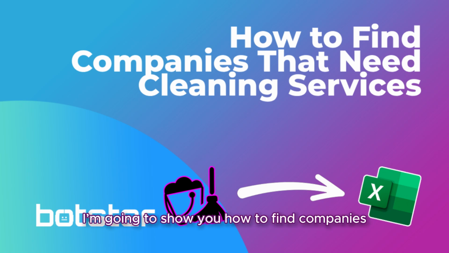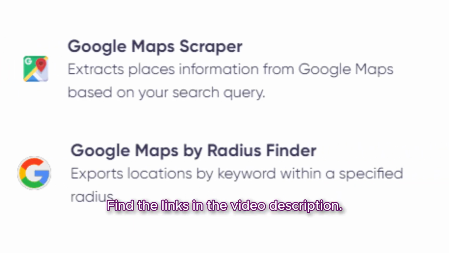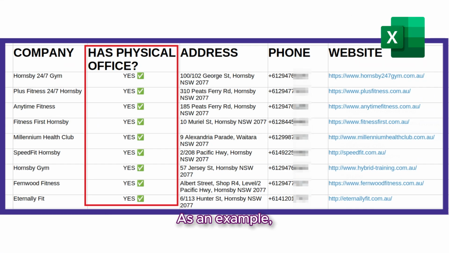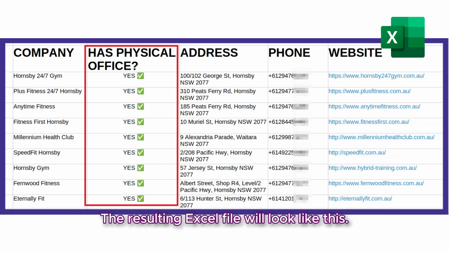In this video, I'm going to show you how to find companies that need cleaning services. For this purpose, we'll use two automation tools. Find the links in the video description. As an example, we will be exporting gyms looking for cleaning services. The resulting Excel file will look like this.